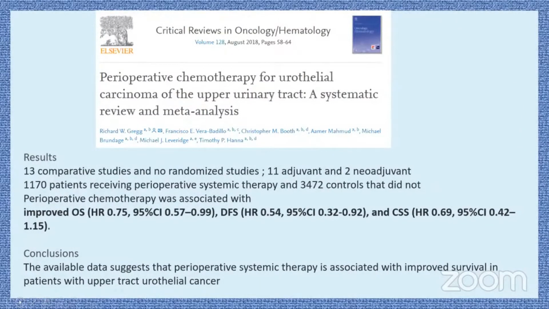So now this is the most important part of the discussion: perioperative chemotherapy for urothelial carcinoma of the urinary tract. One systematic review and meta-analysis of 13 studies, 11 for adjuvant and 2 for neoadjuvant, which included approximately 11 therapy was associated with cancer-specific survival rate.